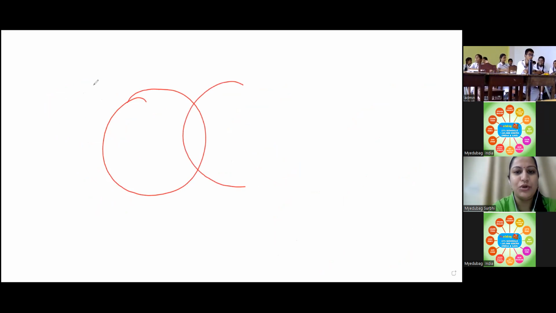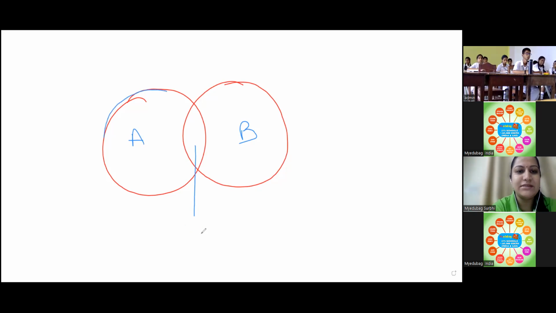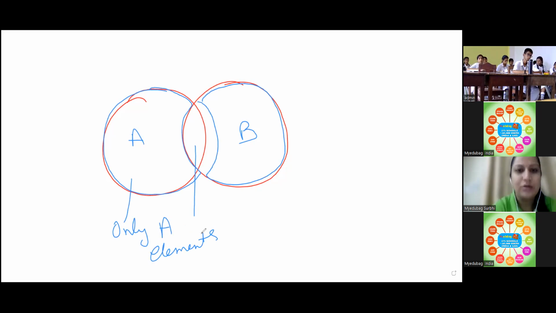One more thing. If I have two circles, A and B, this will be A. So what does this circle represent? Only this much. This circle represents only A, only the elements which are present in A. Similarly, this circle will represent only the elements of B.